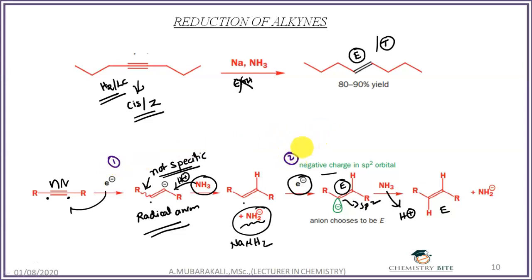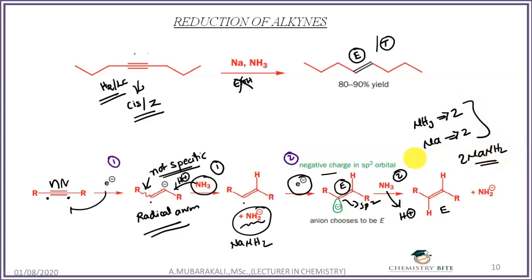And how many moles of ammonia have you used here? It is very clear from this. You can see the first ammonia molecule used here, and the second ammonia molecule. So the total number of ammonia molecules used here is 2, and the total number of sodium atoms used here is 2. So in total you will get 2 molecules of sodamide. So how many electrons have you added to the alkyne? You have added 2 electrons to the alkyne. So both have been added in the trans pattern.